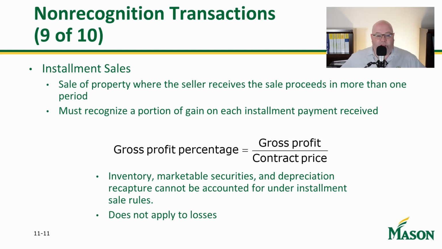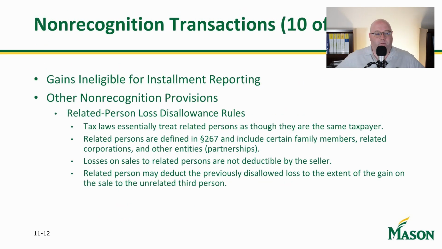And the rules don't apply to losses. So if I bought the land for 1.5 million, I do an installment sale for $1 million, I take the loss immediately in the year of disposition. And then every time I receive cash going forward, nothing to report. It's actually a pretty good deal, other than the fact you got a loss. That stinks. Gains ineligible for installment reporting.